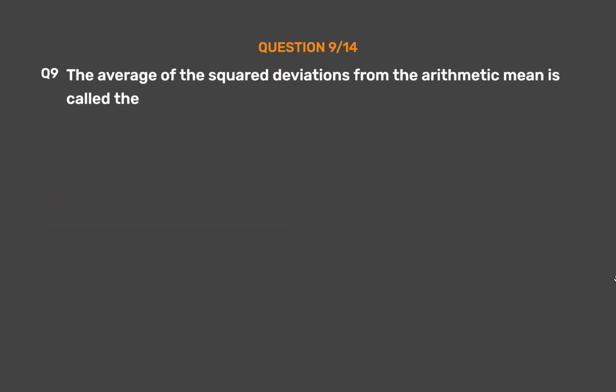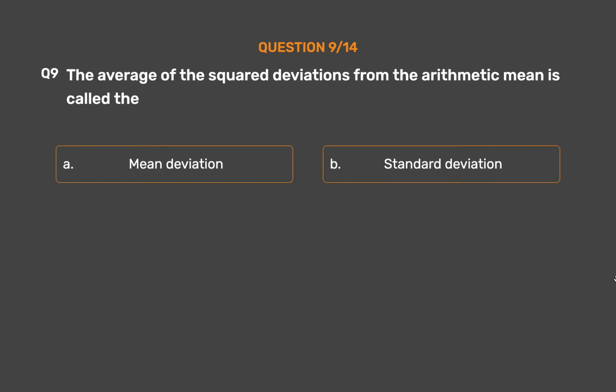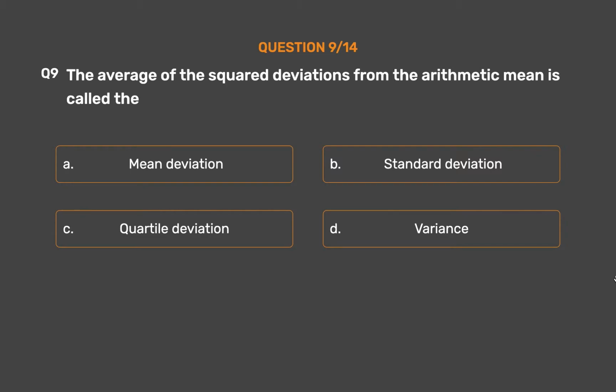Question number 9. The average of the squared deviations from the arithmetic mean is called the. Option A. Mean deviation. Option B. Standard deviation. Option C. Quartile deviation. Option D. Variance.